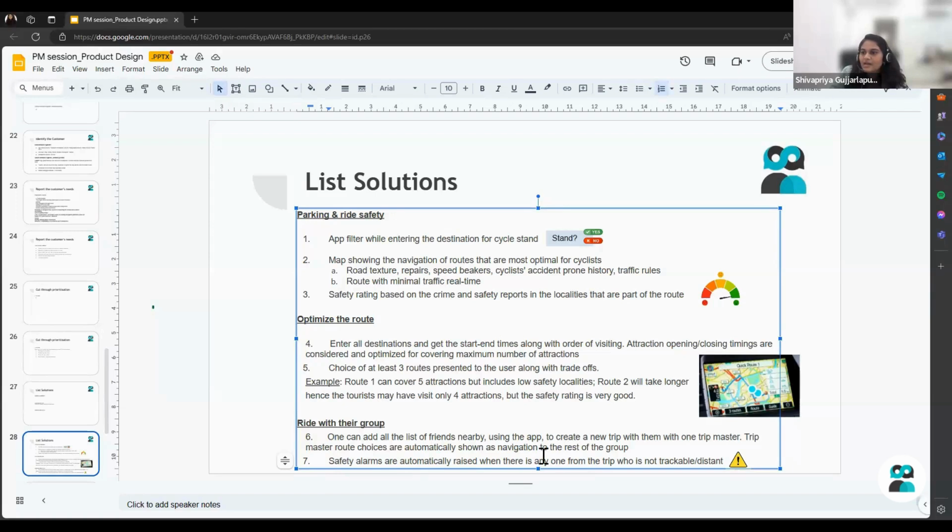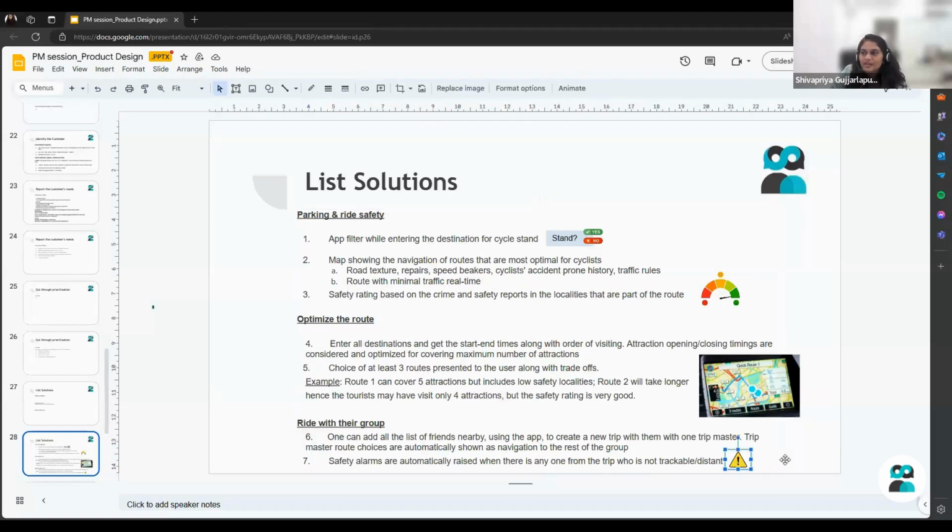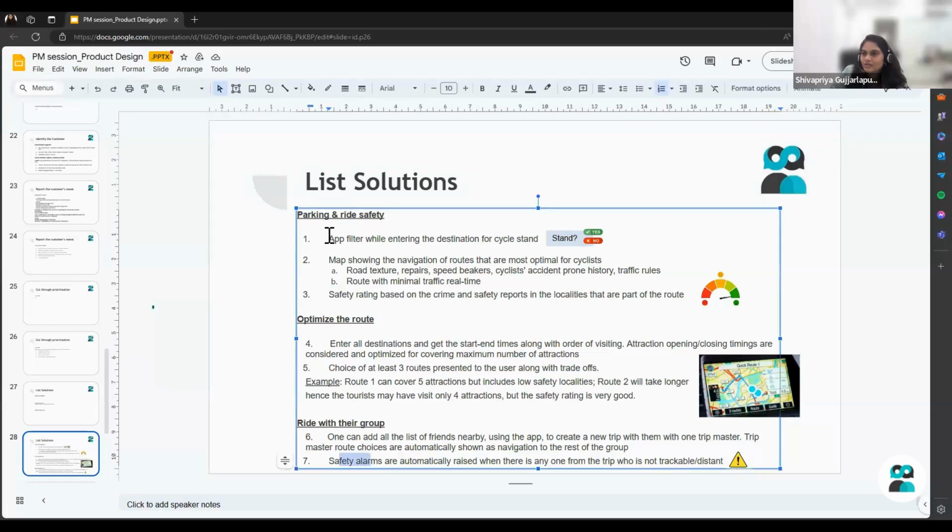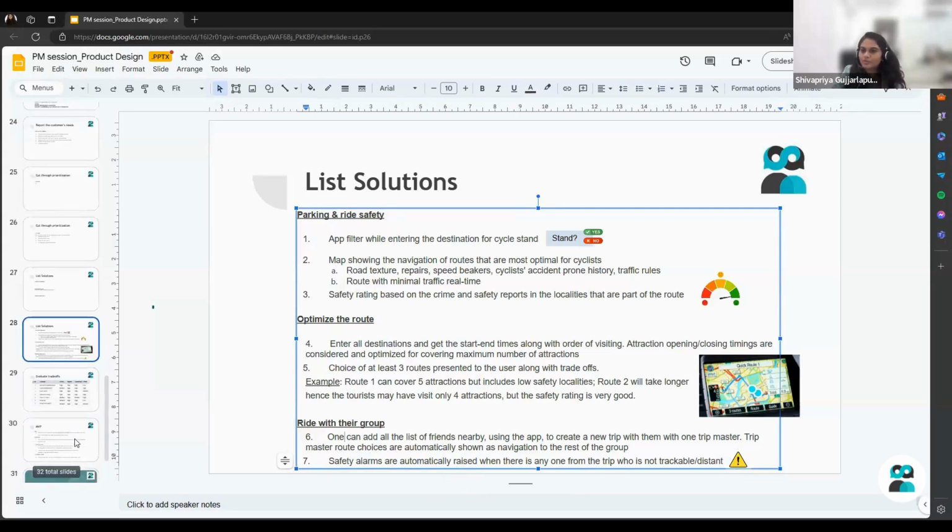Safety alarms are based on the trip. Like if one of the trip members is going way too far away or is not moving from a particular spot, then an alarm is raised for the rest of the trip folks. So it's sort of a safety feature in the first segment, but I added it in the ride with the group part because it's mostly relevant to groups.